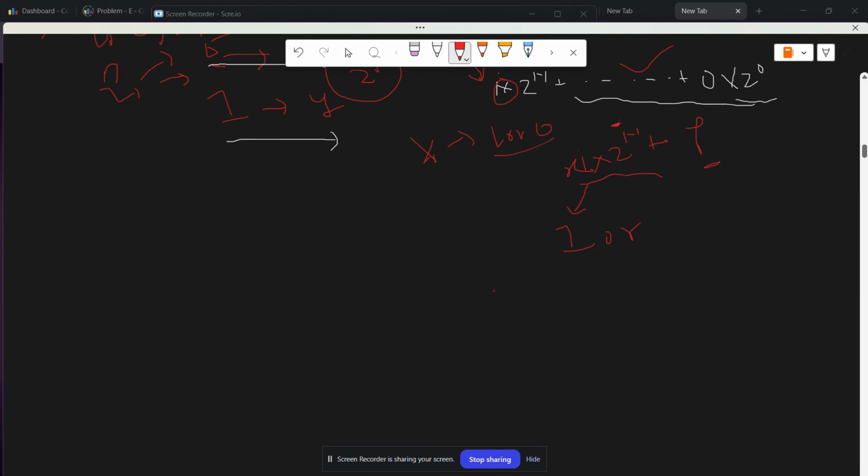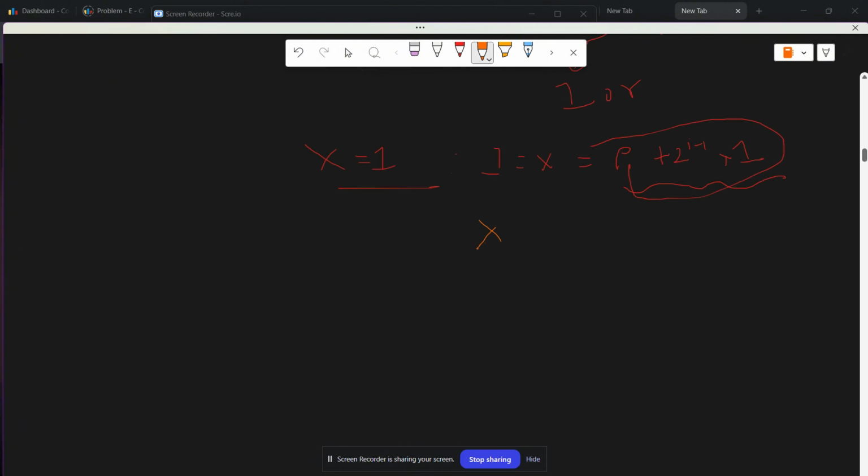So for one case, let's suppose when our x is 1, then the remainder will look like this: p plus 2 raised to i minus 1. So for all the elements where the ith bit x is equal to 1, the remainder is this.